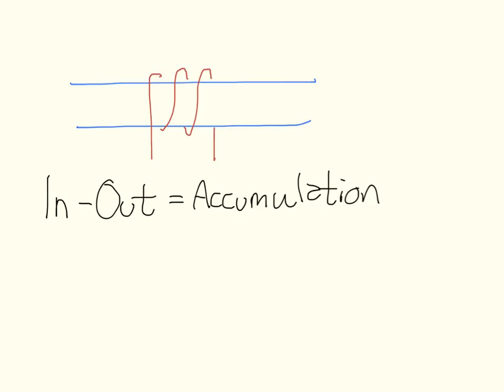Okay, let's try an energy balance problem. What we've got here in this blue set of lines is a pipe. And the pipe is carrying water. And our water starts at 25 degrees C, which is the same thing as 298 K.